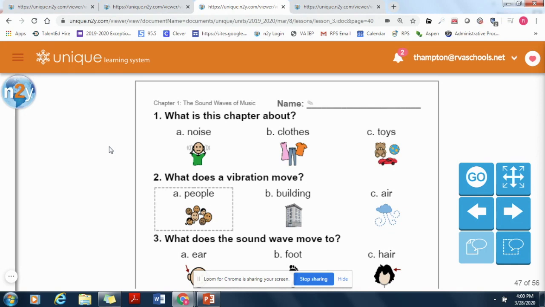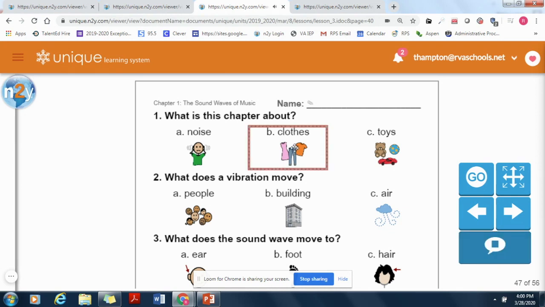All right, let's go ahead and let's take a look at our test questions here, okay? And let's see what we're doing, what we've got. All right, what is this chapter about? So you guys remember how this works from school. If we click the wrong answer, we get red, right? If we click a right answer, we get green. So let's see what our choices are and what our answers will be.